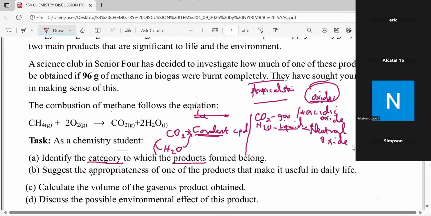Simpson, unmute, and we hear. Simpson, unmute. Good afternoon. Good afternoon.